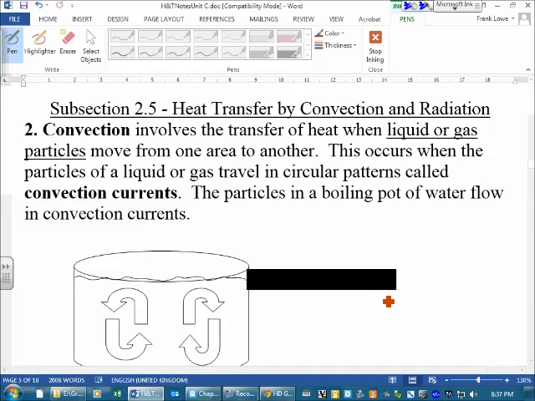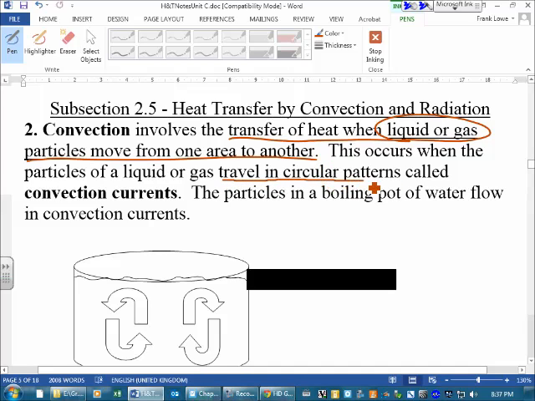Convection involves, it's kind of a long one, but transfer of heat in liquids or gases. First of all, it's only going to happen in liquid and gas. So transfer of heat when liquid or gas particles move from one area to another. Okay, that's not all of it though. Okay, when they do this, that material travels in circular patterns called convection currents. Okay, so that's kind of a big one that you need to remember.